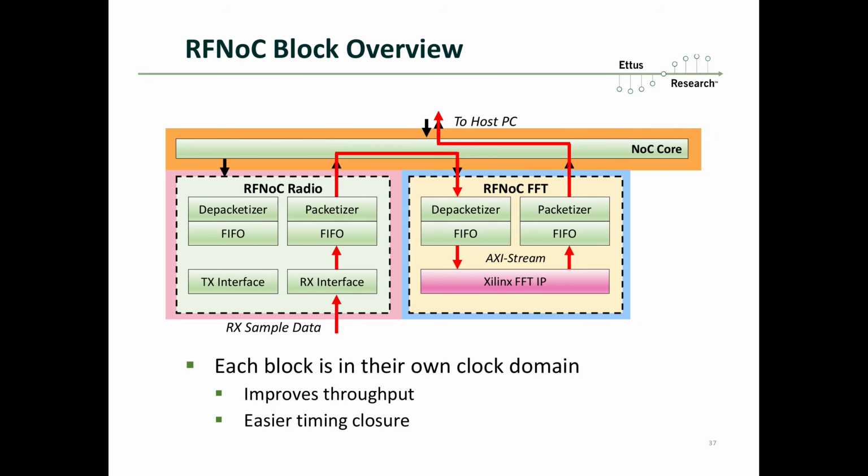Each rfnoc block is clocked in its own separate clock domain. This clock domain may be the same as the rest of the design, or it may be different. This can sometimes be useful to improve processing throughput, as well as to help meet timing constraints when building the FPGA bitstream. The block's interface to the NOC core contains FIFOs which handle the crossing between clock domains.